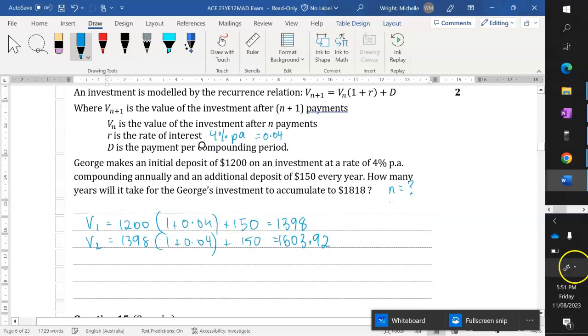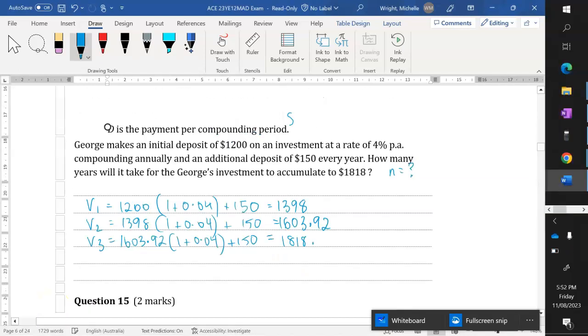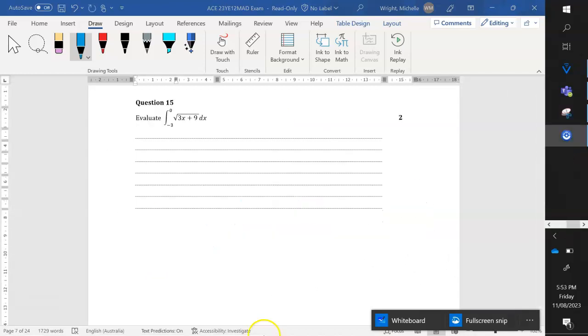which equals $1,603.92. So what you can see I'm doing is saying, well, how long does it take for George's investment to accumulate to 1,818? Well, I'm not there yet, so let's have a look at what V3 is going to be. If I pop V3 in, I get 1,818 and I think it was 76 from memory. So I basically reached that value, so it's going to take 3 years. People did not do this one very well, I think, because it was just slightly different to maybe what we've looked at in class. You didn't need anything fancy, but just working through each of those gave you your results for that question. Next question.